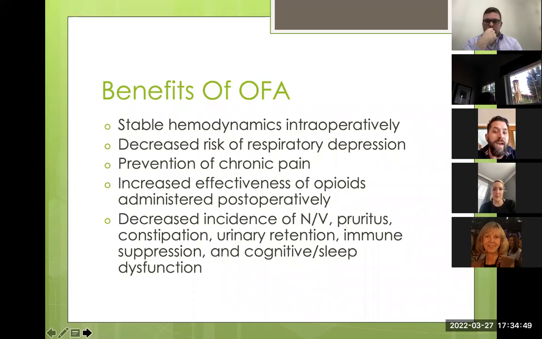We now only have 0.5 milligram syringes of dilaudid, and my nurses say they may use it a couple of times a month. Our pharmacy quickly realized that we were wasting so much dilaudid. We had 2 milligram syringes, and after a couple of months of me doing OFA, they switched them out to 1 milligram syringes, and then quickly to 0.5 milligram per ml syringes. You're going to have a decreased incidence of nausea, vomiting, pruritus, constipation, urinary retention, immune suppression, cognitive sleep dysfunction.